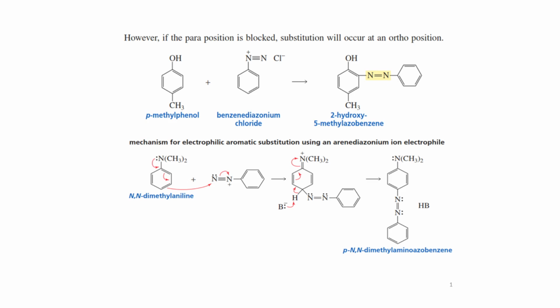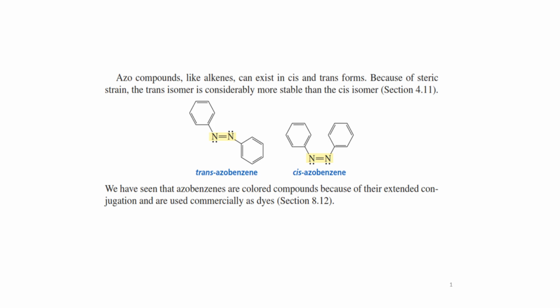If the para position is blocked, substitution occurs at the ortho position, as seen in the reaction with para-methylphenol and benzenediazonium chloride. Azo compounds exist in cis and trans forms, with the trans isomer being more stable due to steric strain. They are used as dyes due to their extended conjugation.